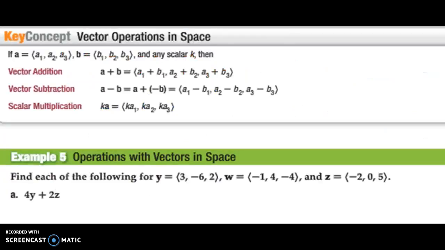Alright, so vector operations are just like we had before. The only difference is now, again, you have that third component. So when you add your two vectors, you add A1 plus B1, A2 plus B2, A3 plus B3. Subtraction, same thing, subtracting the two. And then scalar multiplication, you just take your value and multiply it by all your components.